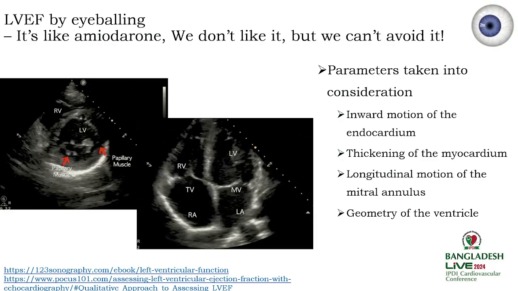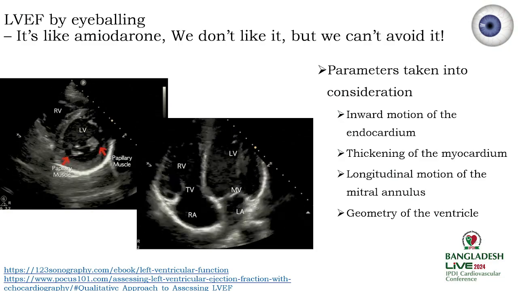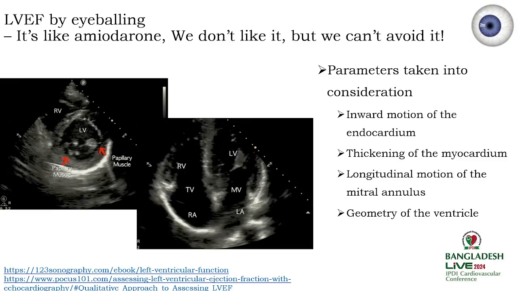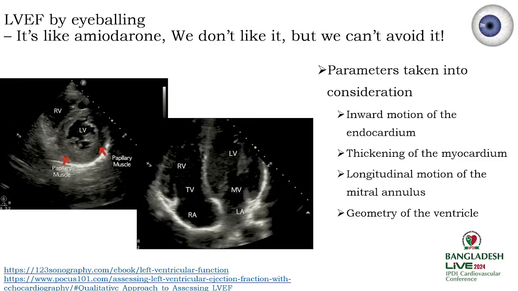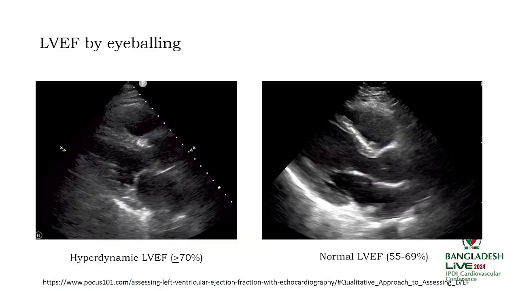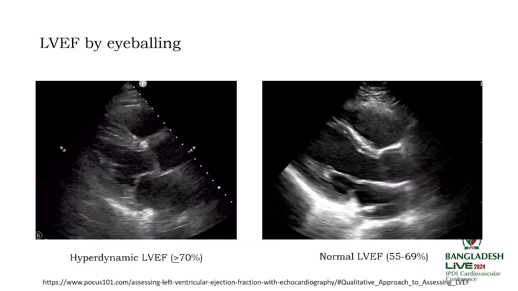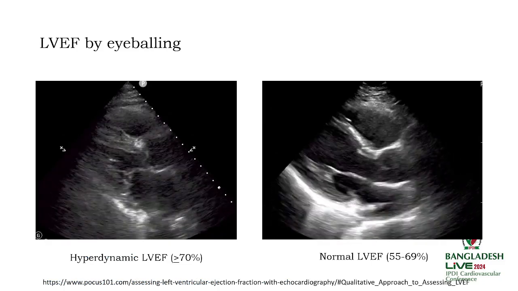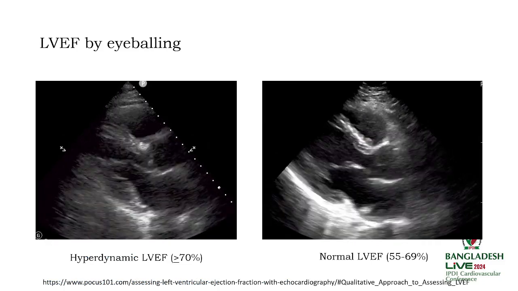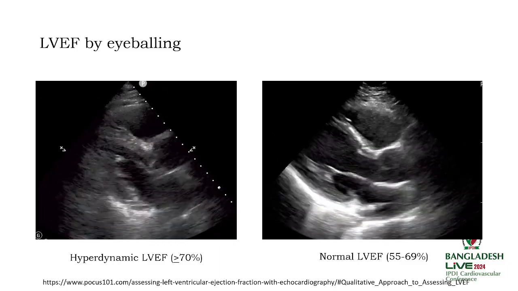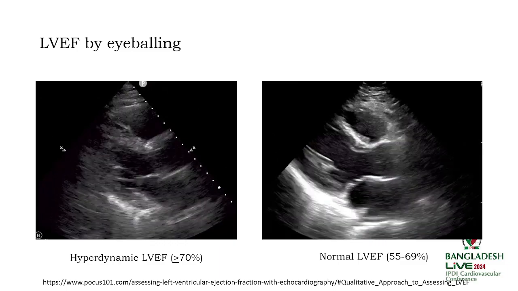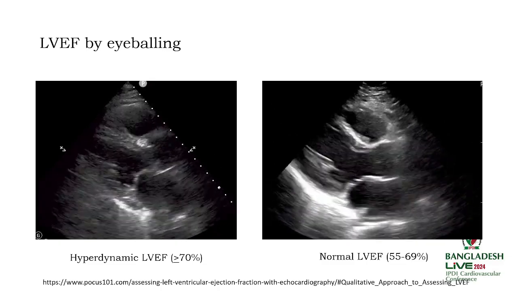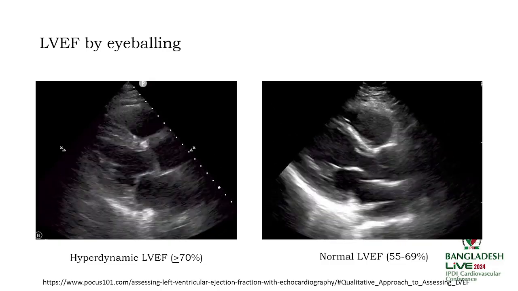Now, the issue of LVEF by eyeballing. We do not like to appreciate this, but this is like amiodarone. We do not like this drug, but we cannot avoid it. When the endocardial border delineation is very bad, or the window is very poor, in that case, we have nothing but to rely on eyeballing. And just believe this, a very good number of papers are available in which eyeballing-based ejection fraction correlated well with cardiac MRI-based or even cardiac catheterization-based ejection fraction.